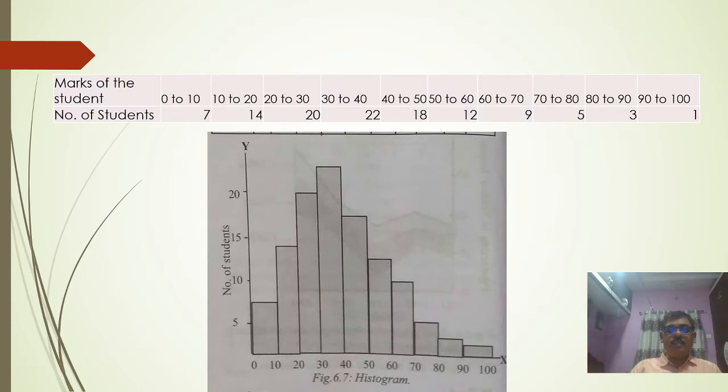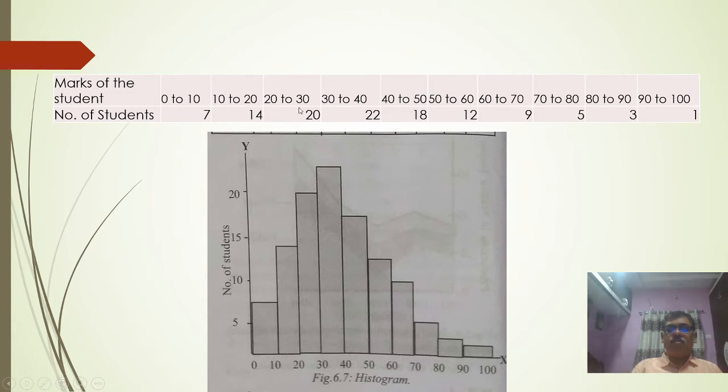Then this is a histogram showing continuous data frequency: 0 to 10, 10 to 20, 20 to 30, up to 90 to 100. These are the marks of the students and the number of students. The number of students who got marks between 0 to 10 is 7, shown on this screen. Then, without any gap, next 10 to 20: the number is 14.